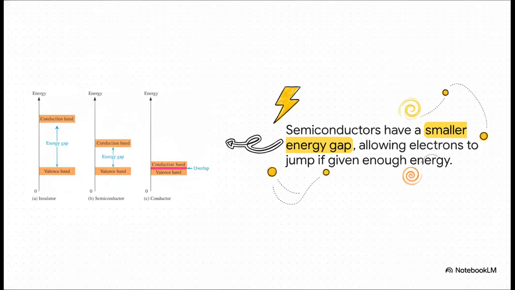Okay, now for the semiconductor. See the difference? The gap is so much smaller. It's more like a small ditch than a canyon. Now, electrons can't just wander across on their own, so it's not a great conductor. But if we give them a little push, a little bit of energy, maybe from heat or light, they absolutely can make that jump to the conduction band. And that ability to control when they jump, well, that's the whole secret of electronics.